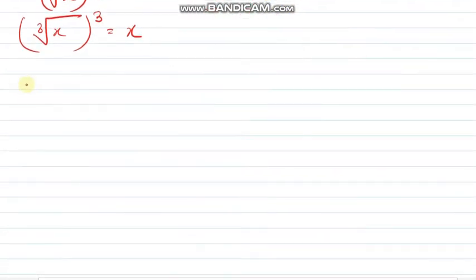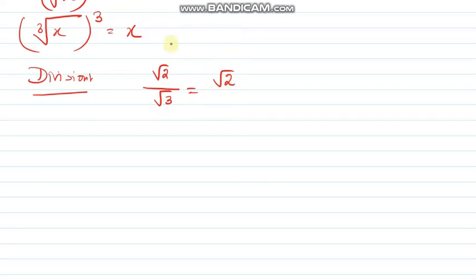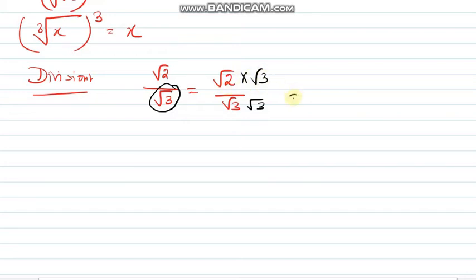Now for division. From division we get the concept of rationalization. What is rationalization? I will discuss. Suppose in division we have root 2 divided by root 3. I am going to multiply this with the rationalizing factor of root 3. The rationalizing factor of root 3 is root 3 only. So root 2 into root 3 is root 6 divided by 3.